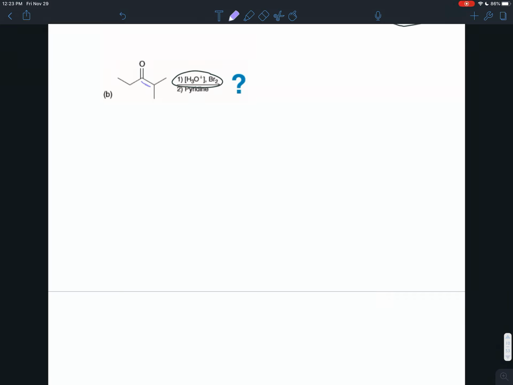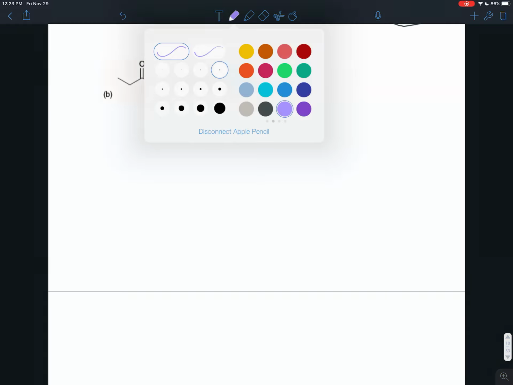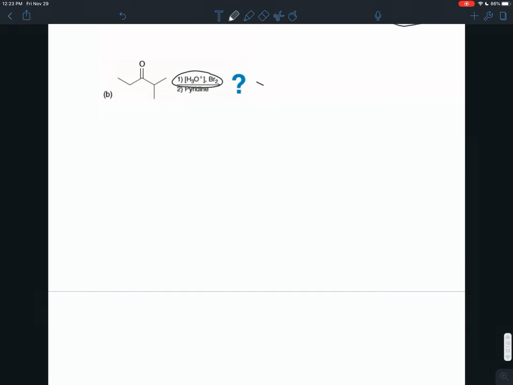And that'll be because in the enol you have the more substituted alkene, and that's the more stable alkene, so it forms more often. So in the first step, you're going to add the bromine to the alpha position, and it will add to the more substituted alpha position more often.